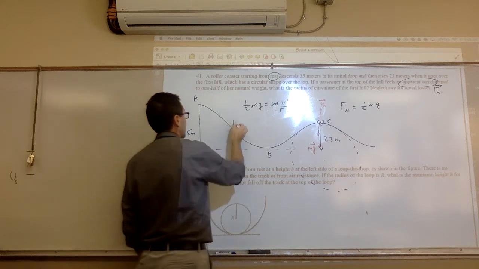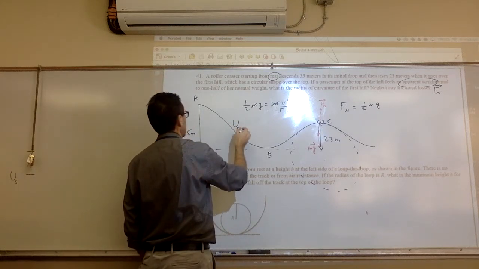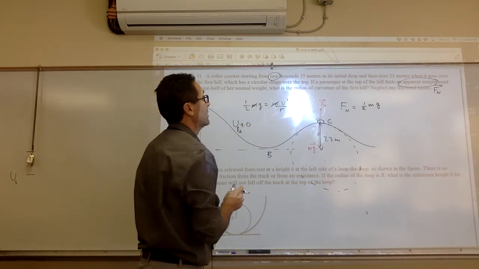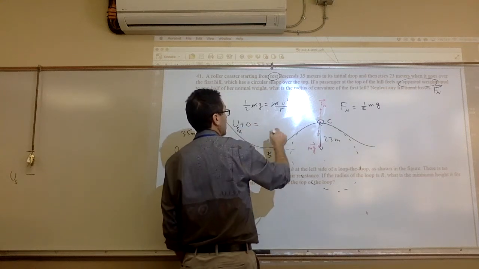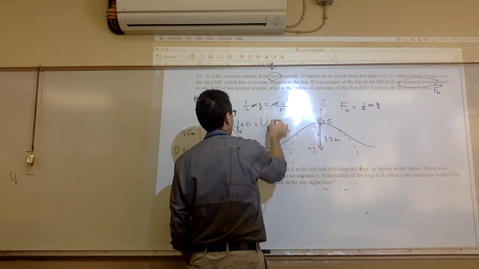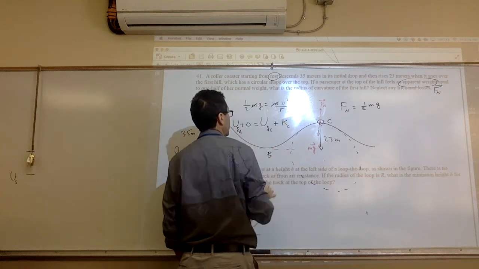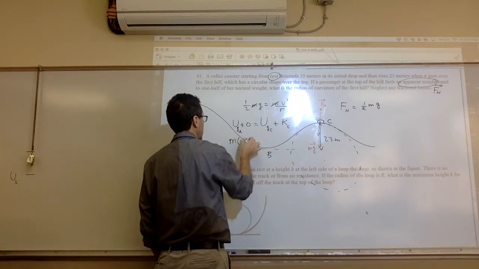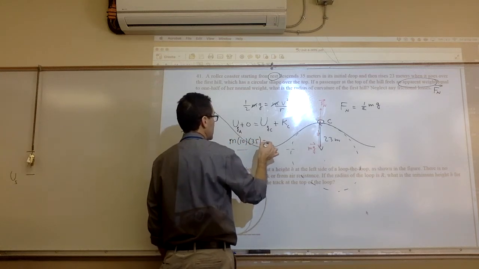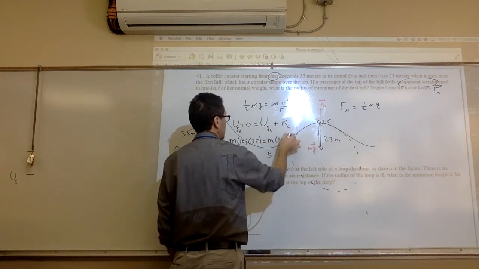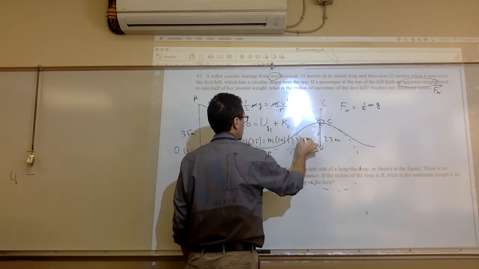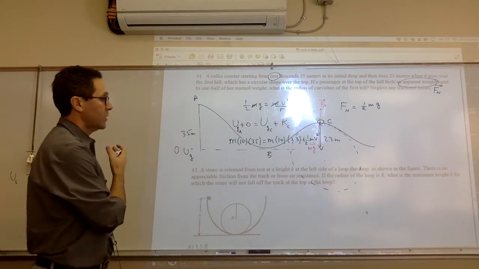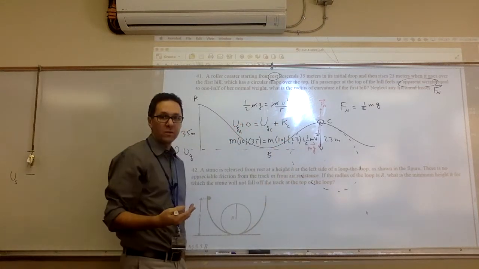So I would say the gravitational potential energy at point A, plus there's no kinetic energy at point A, it's starting from rest, equals the gravitational potential energy at point C plus the kinetic energy at point C. Now this is mgh equals mgh, plus 1/2 mv squared. So I'm not going to solve for v. I'm actually going to solve for v squared because I really need v squared here. I don't need v.